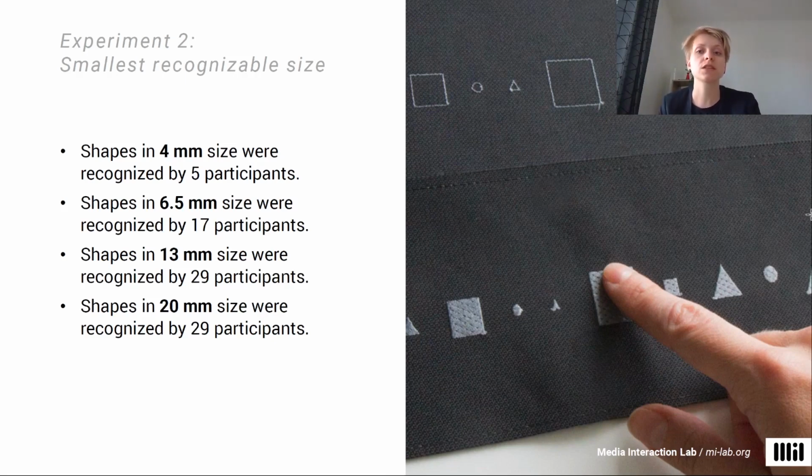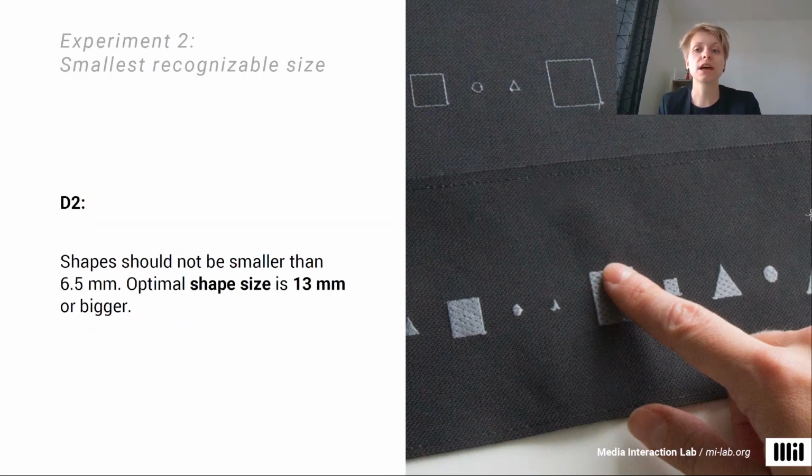Shapes in the sizes of 13 millimeters or higher were recognized by 29 participants out of 30, almost everybody. So we can conclude that shapes should not be smaller than 6.5 millimeters, and the optimal shape size is 13 millimeters or bigger. Of course, if we do want the user to be able to recognize what these shapes are.